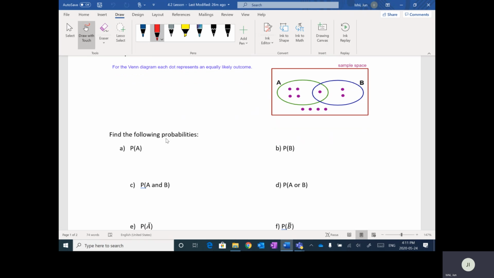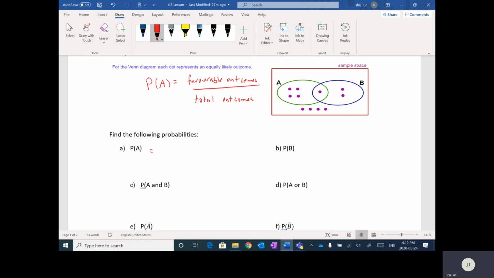So this first one here, we're going to find the following probabilities. The first one we're asked to find is the probability of event A. To answer this, remember, probability of A, or any event A, is equal to favorable outcomes divided by total outcomes.